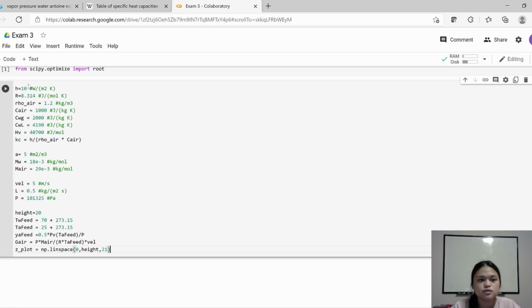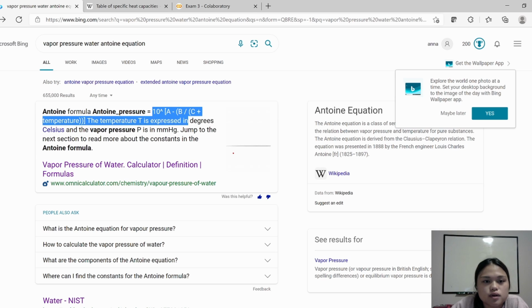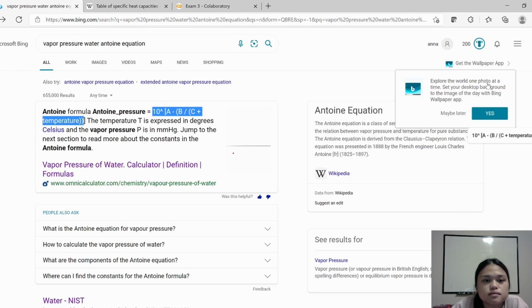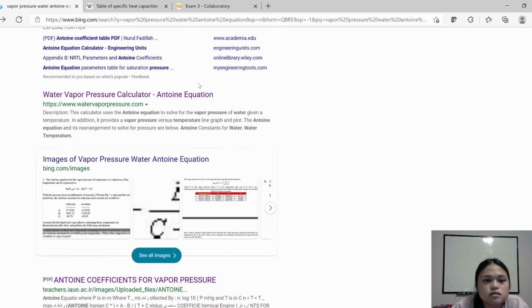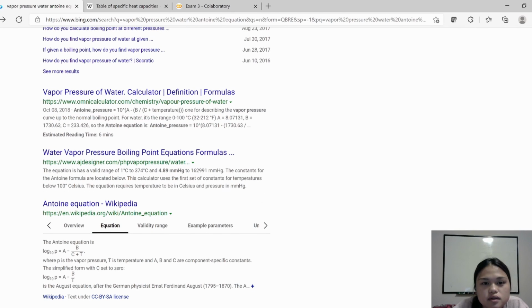So now we want to define a function to find the saturation vapor pressure using the Antoine equation, and it will return the vapor pressure. This is going to be log base 10, and now I want to find those coefficients. This is the Antoine equation, the formula. I need to find those coefficients. Okay, this looks about right.